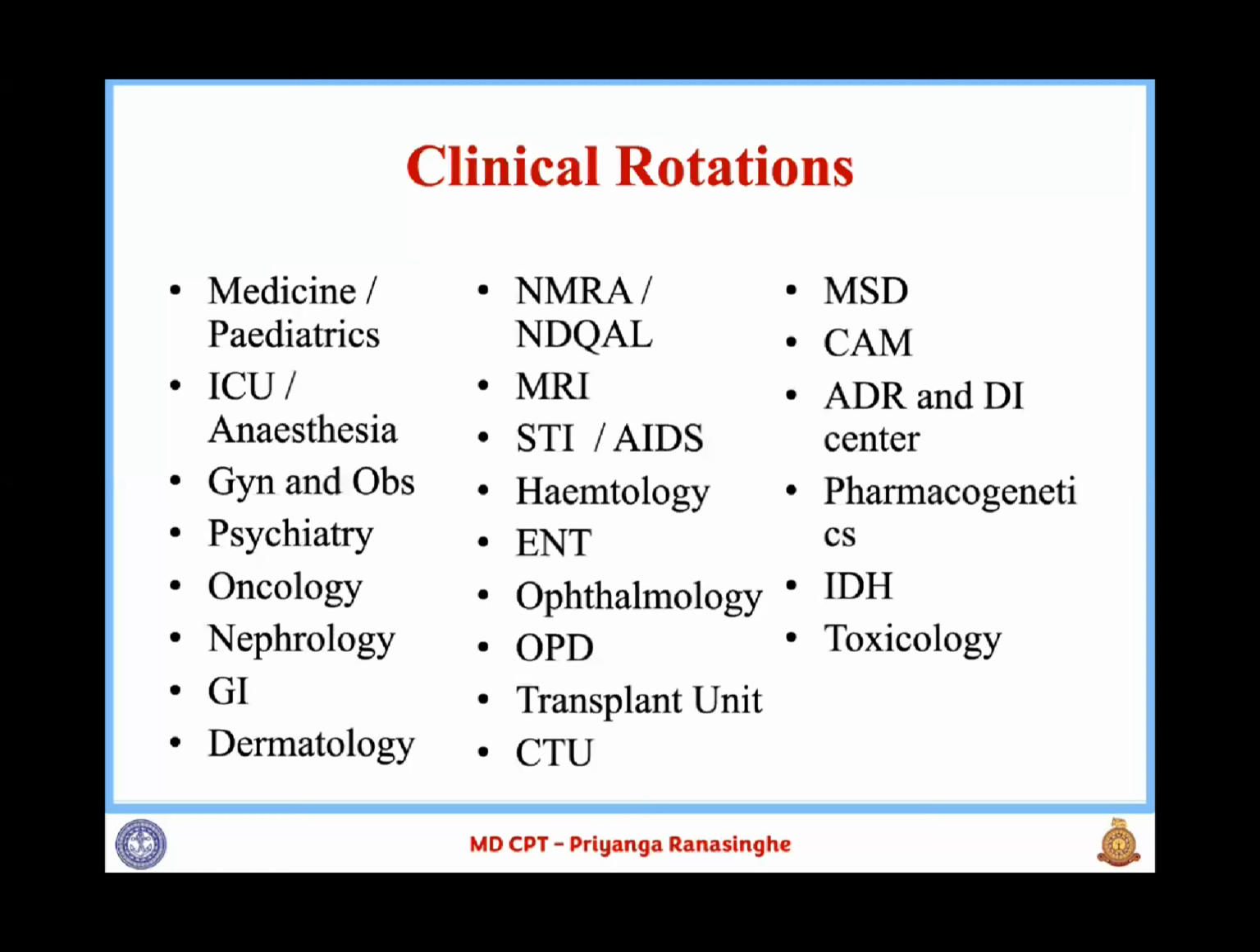These are the clinical rotations, and you can see the local training other than your primary discipline also involves medical subspecialties, but also the specific units that are relevant to regulation of medicines, like the National Medicines Regulatory Authority, Quality Assurance Laboratory, the ministry involved in procurement, pharmacogenomics, and toxicology, like other units that are relevant to safe, effective, and cost economic use of medicines in humans.